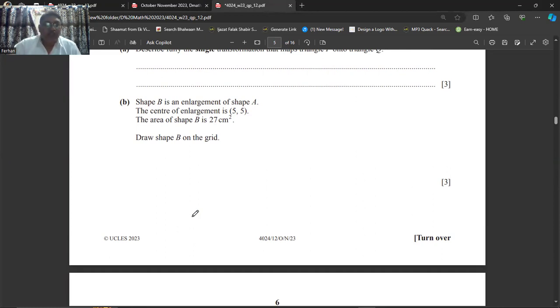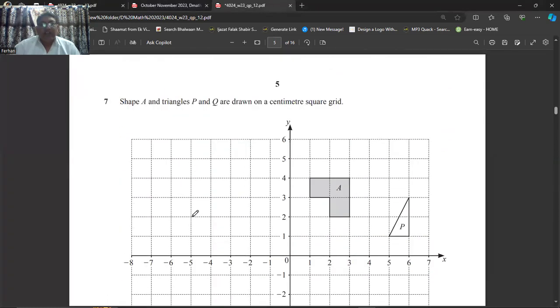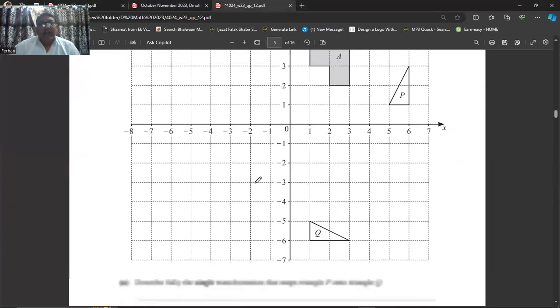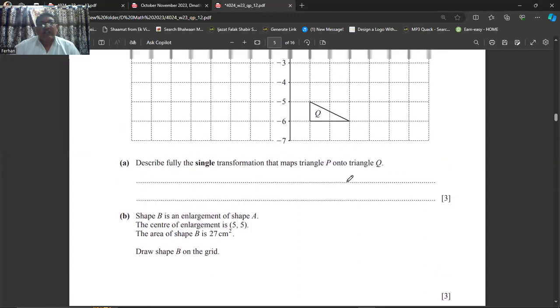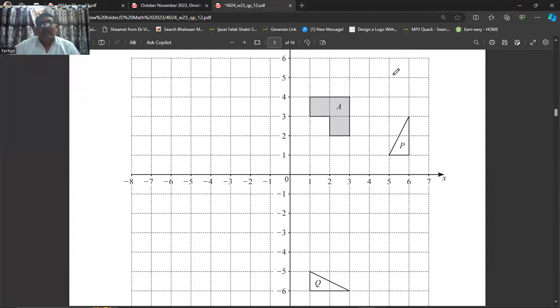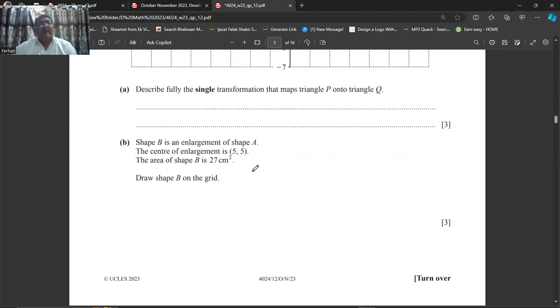So first of all, I need to know, you see, they are talking about this shape A, and they have given me the center of the enlargement is (5, 5). So this is the center of the enlargement. This point is the center of the enlargement. Okay, then they have given me the area of the image, that is 27 centimeters squared.